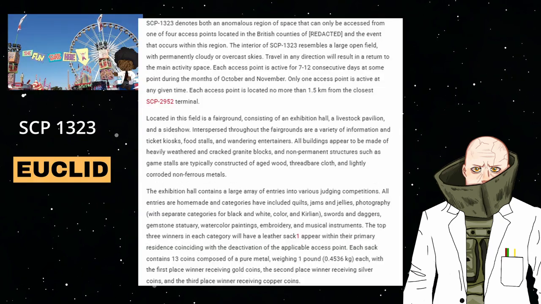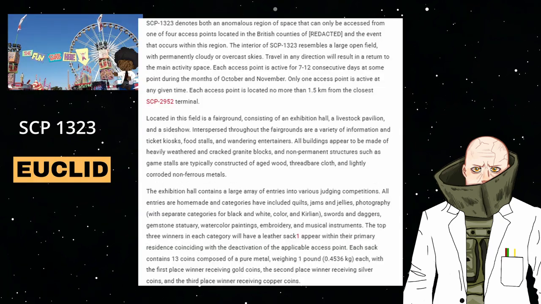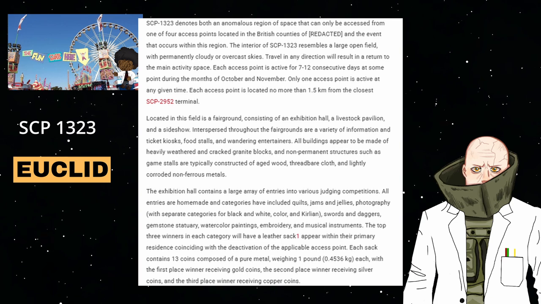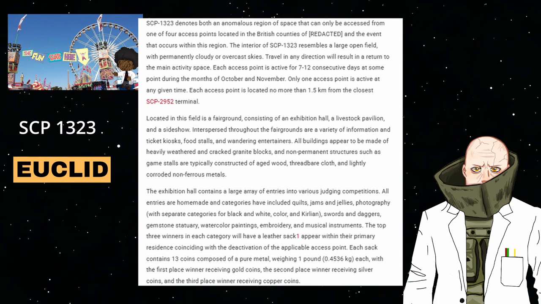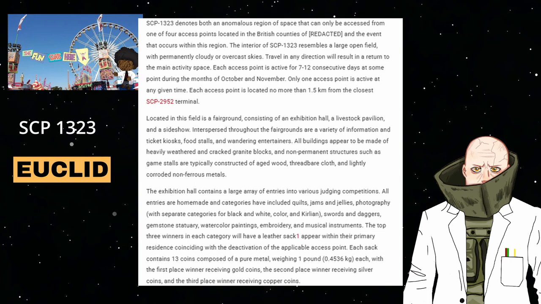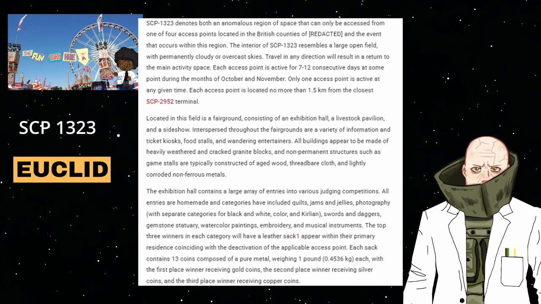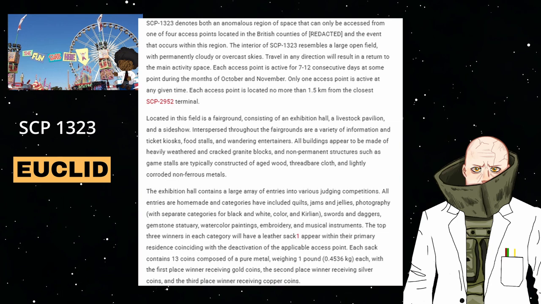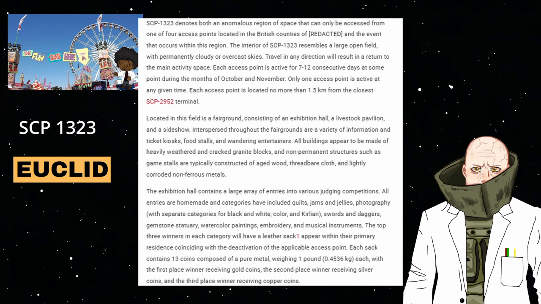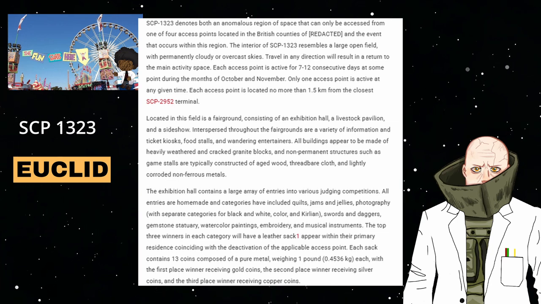SCP-1323 denotes both an anomalous region of space that can only be accessed from one of 4 access points located in the British counties of [REDACTED], and the event that occurs within this region. The interior of 1323 resembles a large open field with permanently cloudy or overcast skies. Traveling in any direction will result in a return to the main activity space.